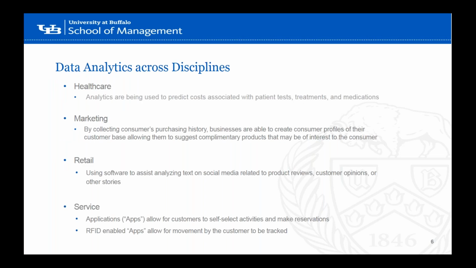So some examples of data analytics that we can see across disciplines are very interesting. Healthcare. Healthcare is collecting analytics on individual patients, and they're trying to figure out, based off of risk factors or unique data points about an individual patient or person, what that could potentially indicate or potentially predict in the future.